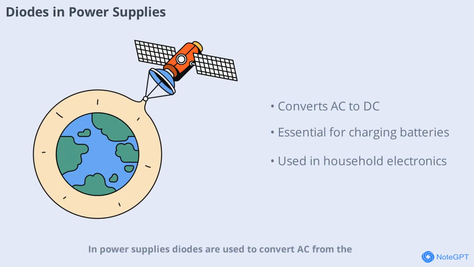In power supplies, diodes are used to convert AC from the wall outlet into the DC needed by electronic devices. This process, called rectification, is essential for charging batteries, powering computers, and running household electronics. Without diodes, our devices wouldn't be able to safely use the electricity provided by the power grid.